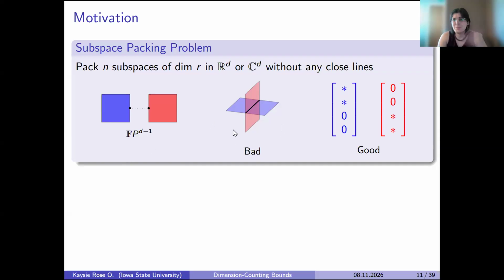It's bad if they intersect, right? They're as close as possible. I am touching you. And it's good if there's something like this, right? I can put whatever I want in these asterisks and whatever I want in these asterisks, and I get things that are orthogonal. But obviously, once you have too many subspaces, they can't be orthogonal.